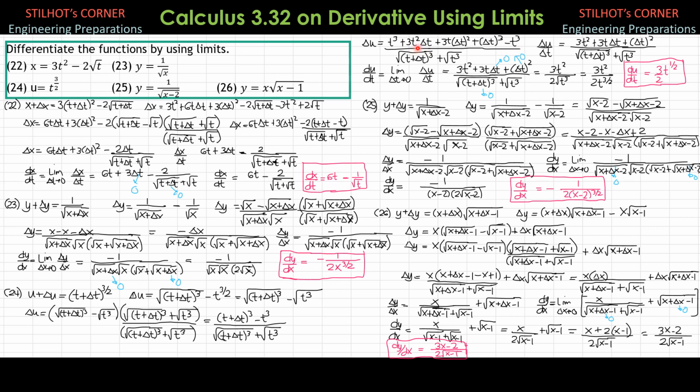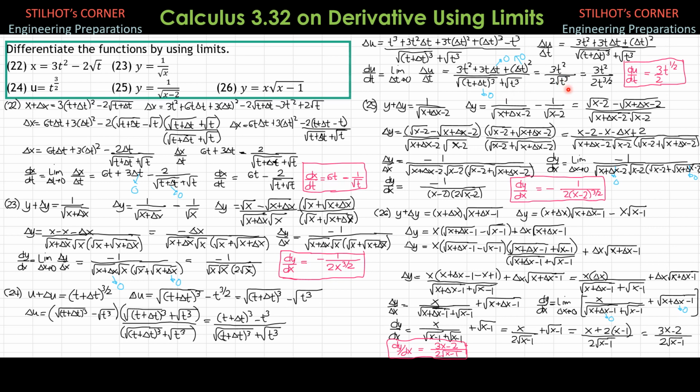So we have 3t, divide everything by delta t, so delta u over delta t equals 3t squared left here plus 3t delta t plus delta t quantity square over this denominator. So du dt is limit of delta u over delta t as delta t approaches 0. So this approaches 0, 0 over square root of quantity t plus 0 cube plus square root of t cube. So what remains in the numerator is 3t squared. In the denominator, these are like terms. Square root of t cube plus square root of t cube is 2 square root of t cube.